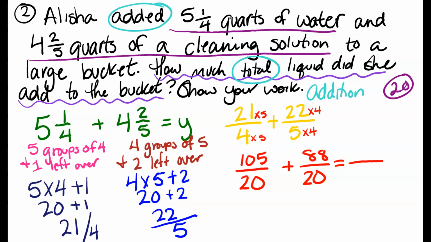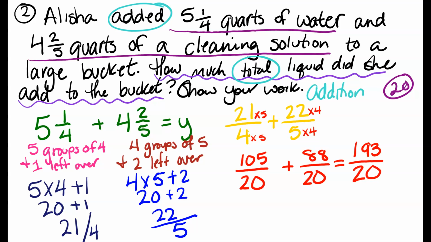I know my denominator is going to stay 20. I don't need to add them together. Just going to keep it 20. And I do 105 plus 88. 5 plus 8 is 13. 0 plus 8 is 8 plus 1 is 9. And bring down my 1. 193. But, oh! 193 is bigger than 20.